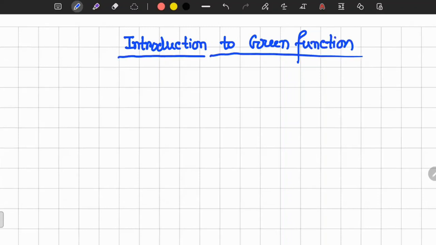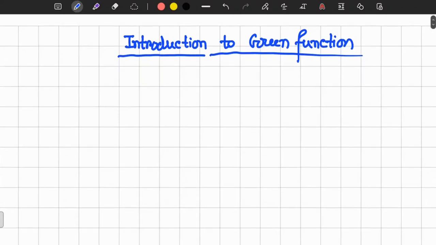Okay, so today I'm going to discuss the Green's function. I'll briefly introduce the Green function and discuss this Green's function method for the Laplacian operator. Let me start with some basic introduction.